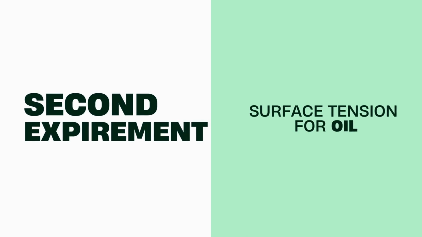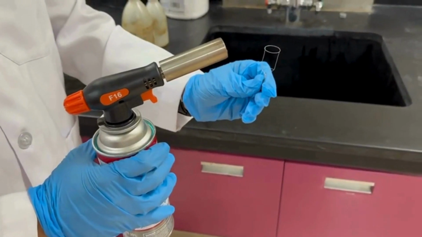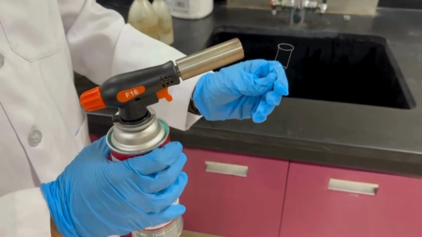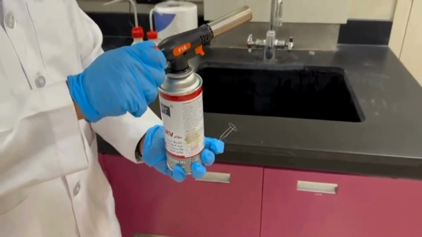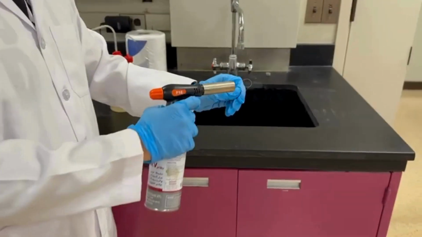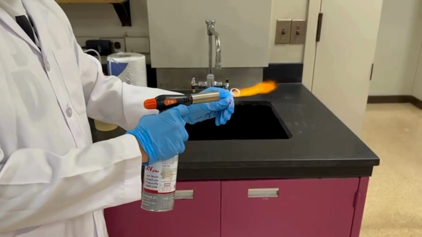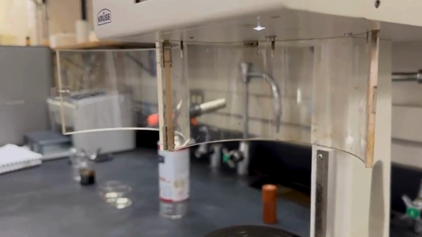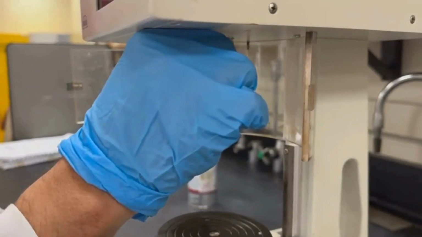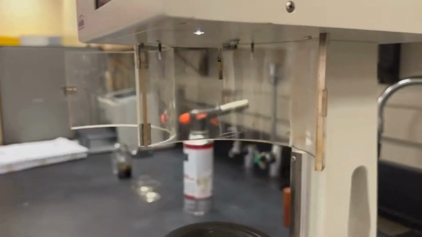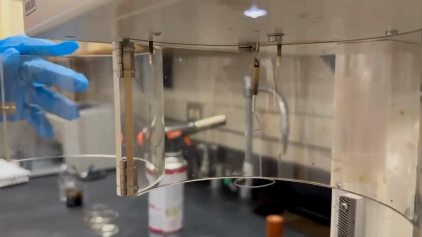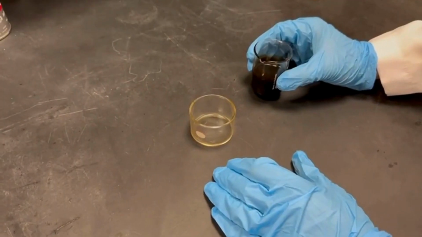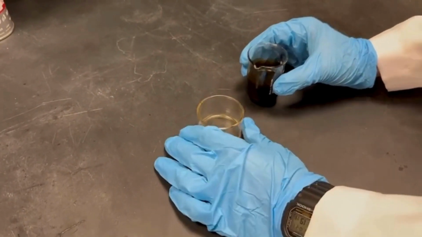And now we'll do the same exact procedure but for crude oil surface tension. The steps are as follows. Use the flame gun to sterilize the platinum ring. Position the sterilized ring securely in the tension meter. Fill the container with the desired liquid. In this case, use oil.